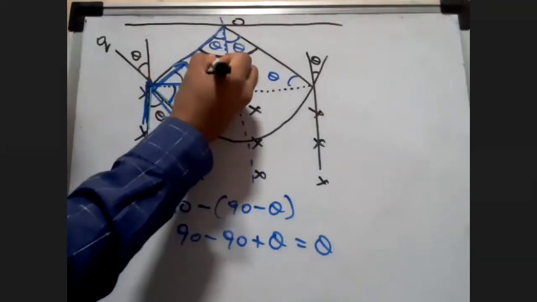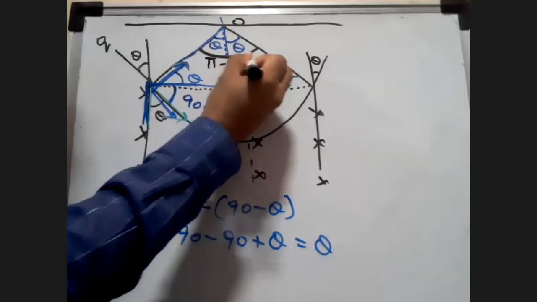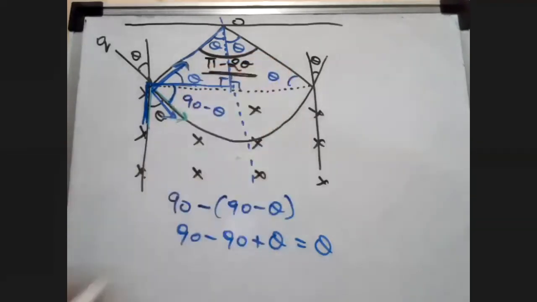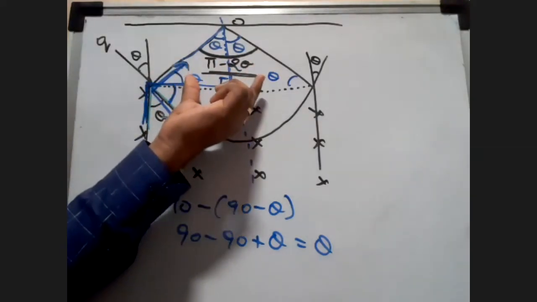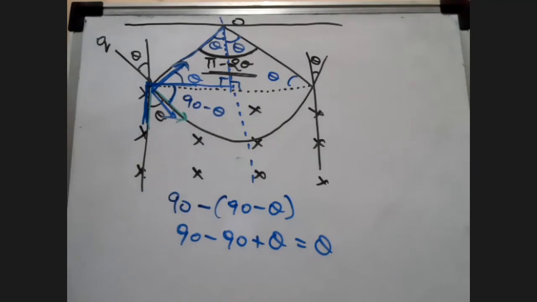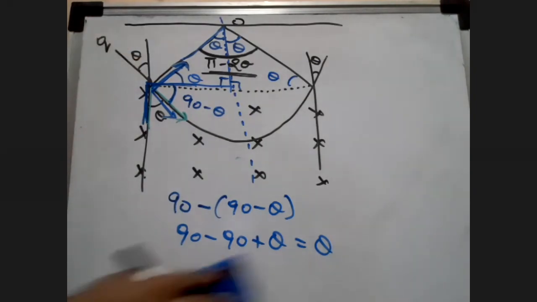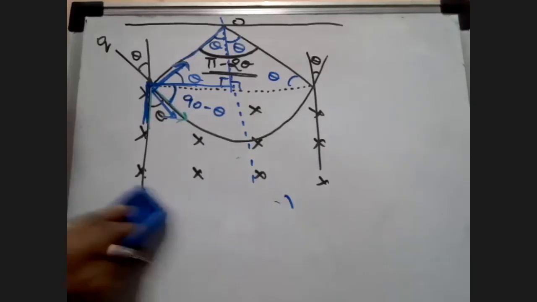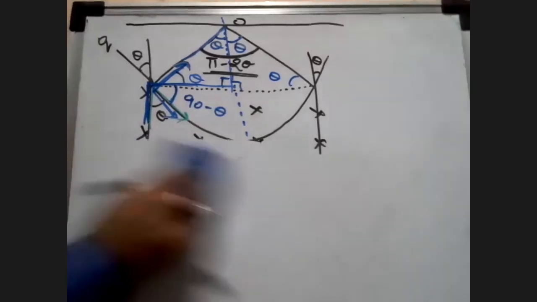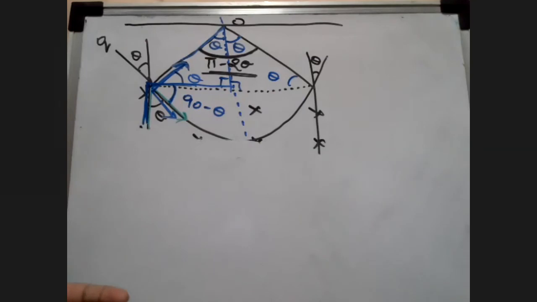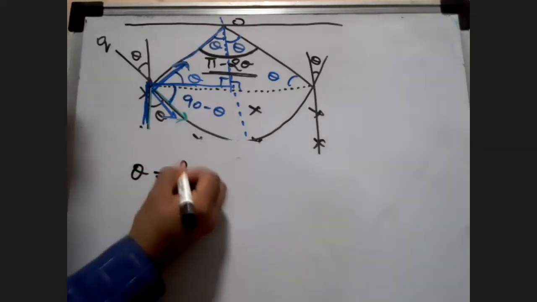In that case, what will be this angle with respect to the diameter of the circle? Will it be pi minus 2 theta? Yes or no? Yes, sir. Okay, students. So this angle right here is going to be pi minus 2 theta. So now we have found out this, we can apply the concept of angle. Theta is equal to L by R.